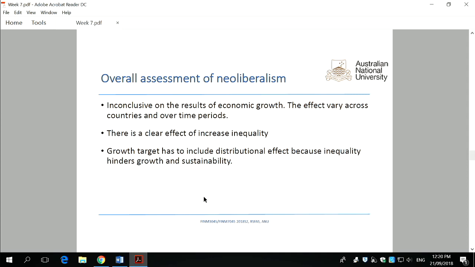And then the third main point is that growth targets have to include distributional effects, because in the long run, when you have inequality, it affects sustainability and is going to hurt the economy in the end, right? So at the early stage of the policy, it will be helpful to consider the distribution of wealth or income at a much earlier stage. And this is a challenge that China is probably facing right now.